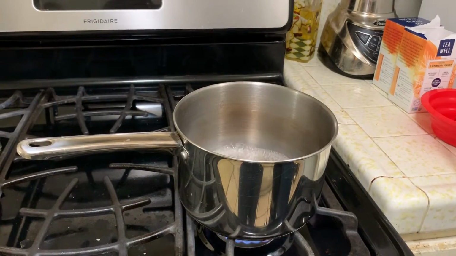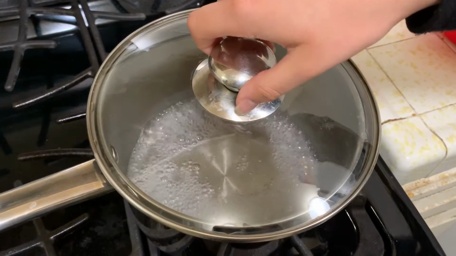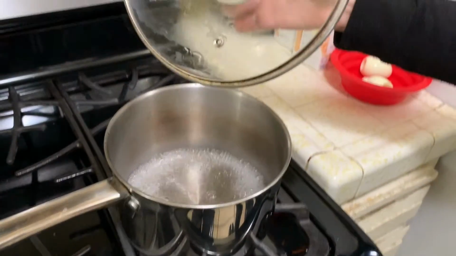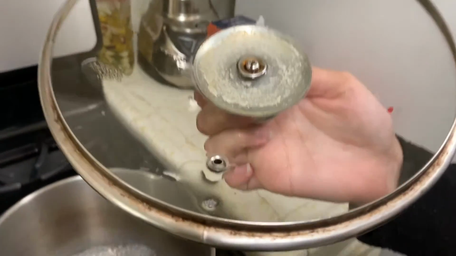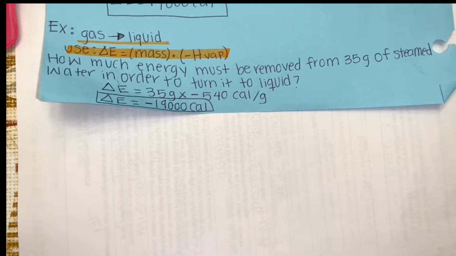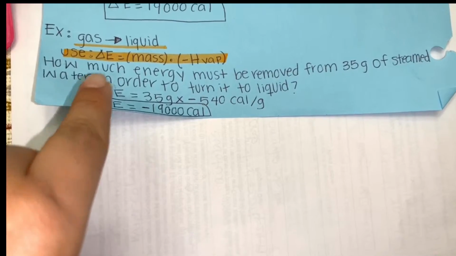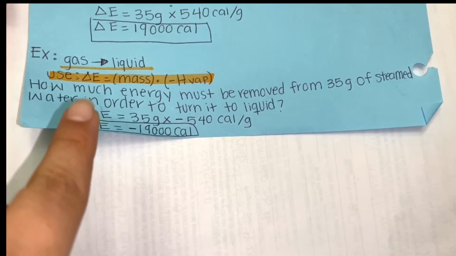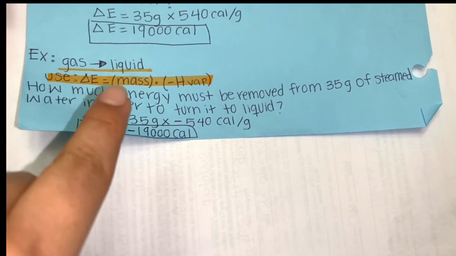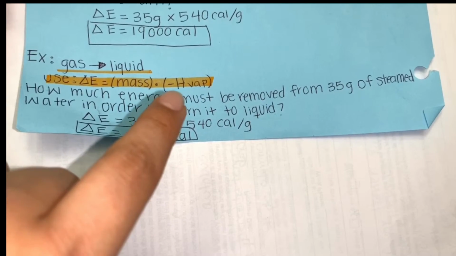To do the opposite process of liquid to gas, so gas to liquid, you convert 1 gram of gas to liquid, so condensation. We change the sign of the heat of vaporization value from positive to negative because energy is being removed from the substance. Our last problem says, how much energy must be removed from 35 grams of steam in order to turn it to liquid? So we're going from steam, which is gas, to liquid. So gas to liquid. So we will be using change in energy equals mass times negative, because we're removing energy, heat of vaporization.